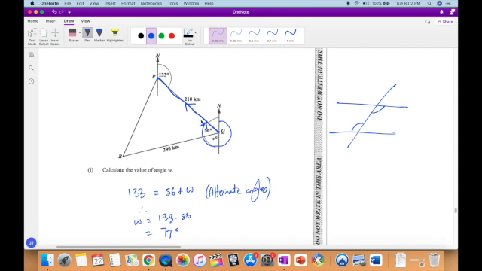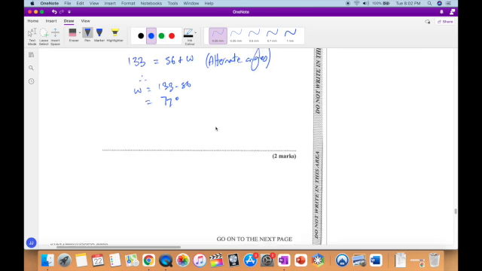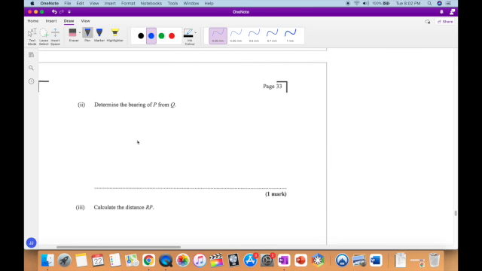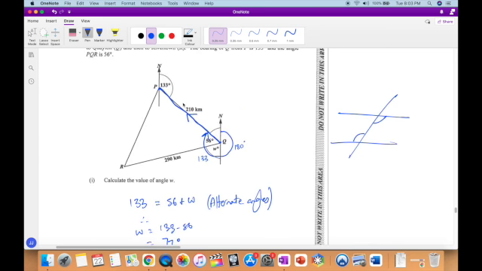Yeah? So we could see here that the bearing is going to be this 133 plus this 180 degrees on this side here. So the bearing of P from Q will be 133 degrees plus the 180 degrees, which is 313 degrees. Determine the bearing of P from Q. Yeah, so you're going from Q to P, so that is it. Nice.